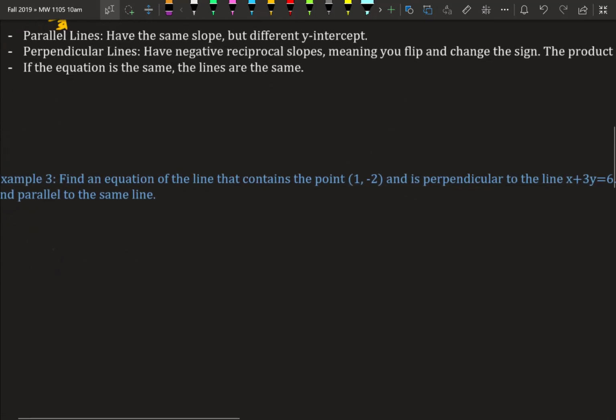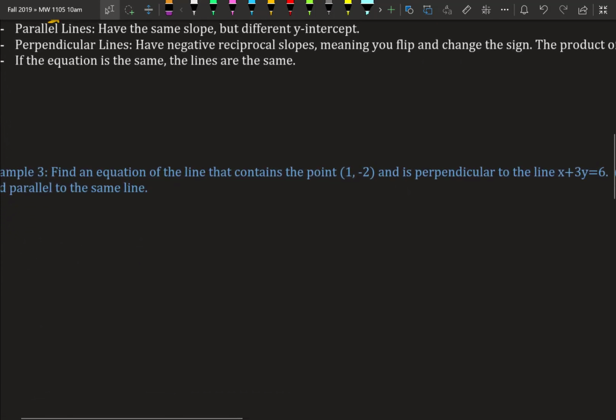All right, parallel and perpendicular lines. So parallel lines have the same slope but different y-intercept. So what I associate parallel with is same. I associate parallel with same. Then we have perpendicular lines, which have negative reciprocal slopes.